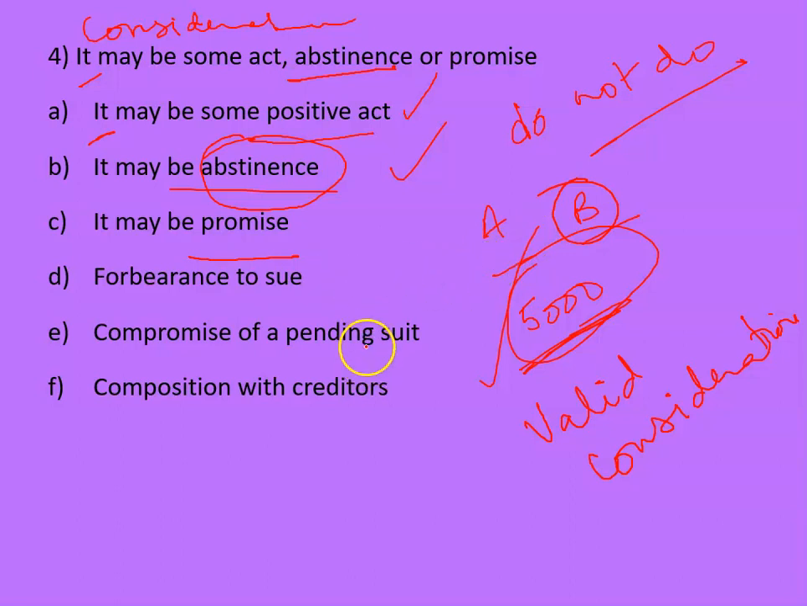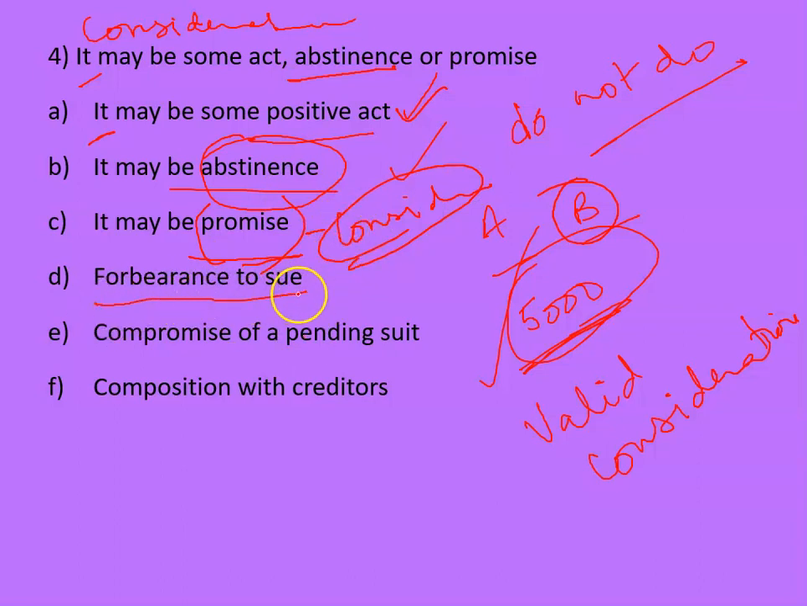So when a promise is made between the parties, that promise to do something or promise to abstain from doing something is also known as a valid consideration. Is it clear? So consideration means किसी काम को करना, some positive act, किसी काम को नहीं करना, abstinence or abstaining from doing something. It may be a promise. Promise means when you are promising that you will do something or you will not do something in future. That promise which you make to the other party is also known as a valid consideration. I hope it is clear through this example.